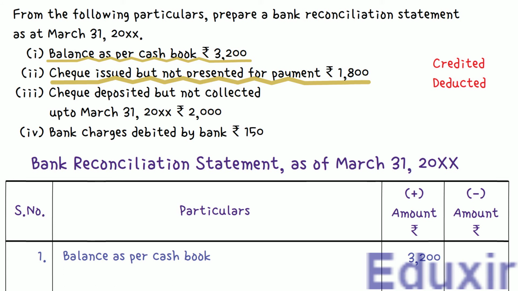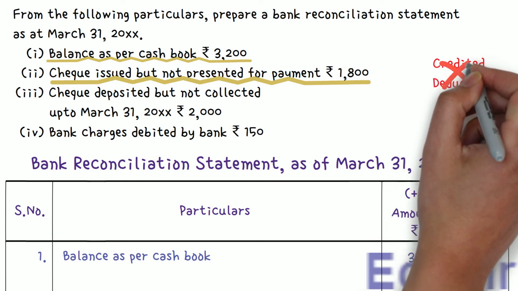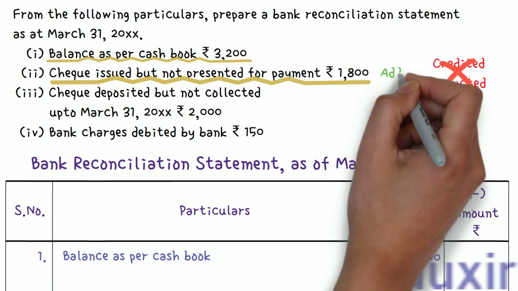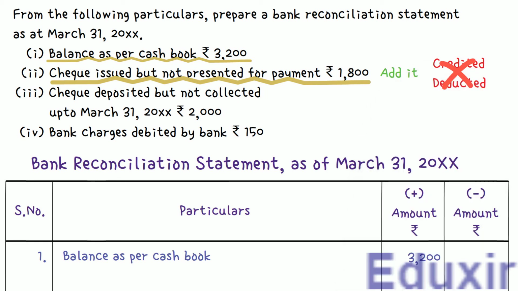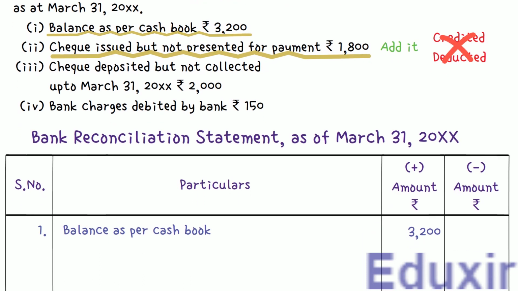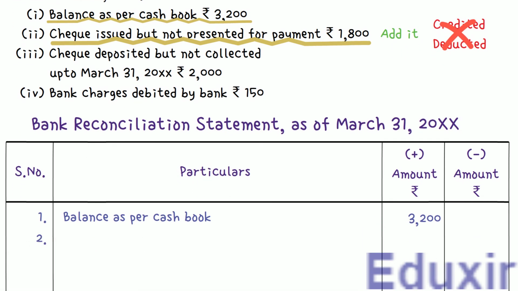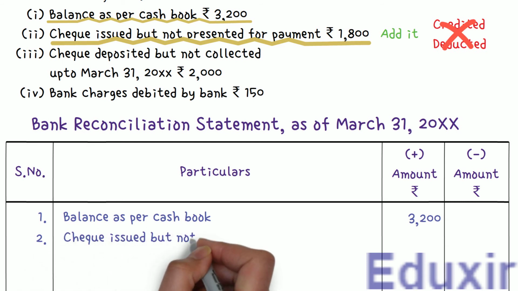In other words, it is not yet deducted from the bank. So we need to add this amount back to the cash book balance to get the passbook balance. Note that we are recording this in the bank reconciliation statement and not in the cash book. Let us now enter these details in the bank reconciliation statement. Let us first write the serial number. Let us then write the particulars as check issued but not presented for payment.